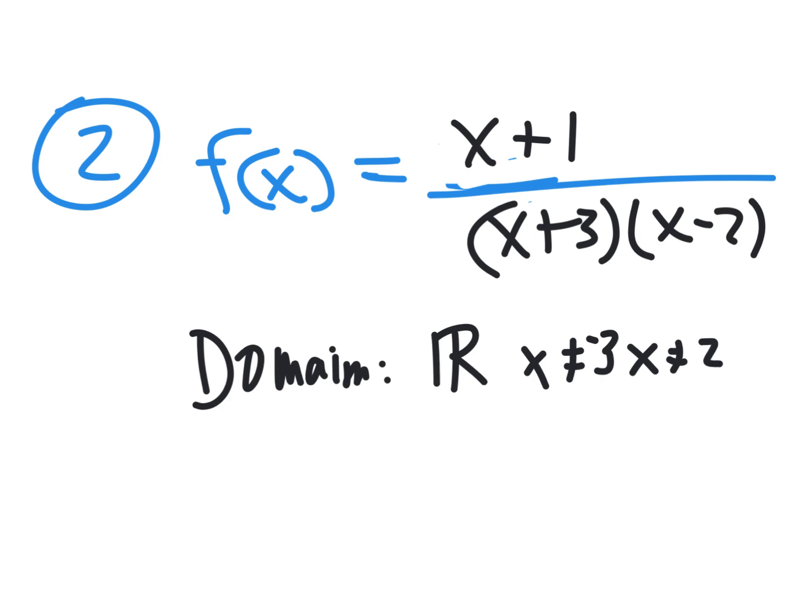All right. Mr. Y, can you tell me the next question? You need to find the domain. I did the domain. What's the next thing? Vertical asymptotes. Ah, vertical asymptotes. I know it's x equals.